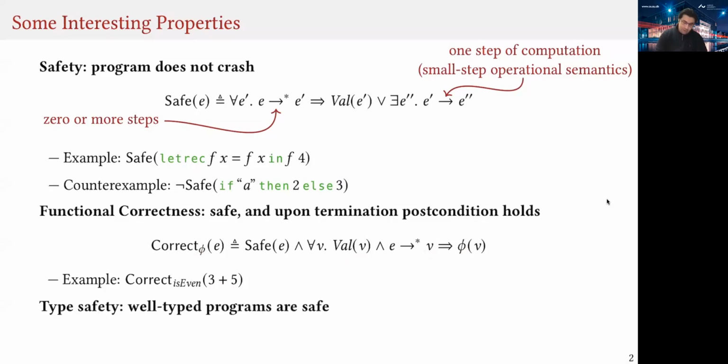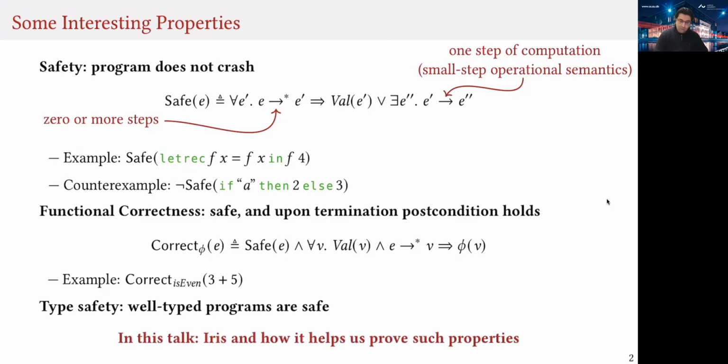Another interesting property is the type safety property, which says that if a program is well typed, then it will not crash. Indeed, the example that we have here has a typing problem. Here we expect a Boolean, but we have a string, right? And the type safety theorem says that any program that crashes must have some typing problem, or in other words, all programs that pass the type checker will not crash. In this talk, I will tell you about Iris and how we use Iris to prove such properties.